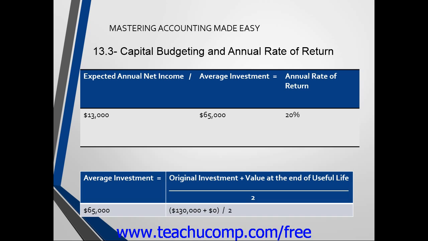So finally, we take the expected annual net income of $13,000 and divide it by the average investment, which is $65,000, to determine the annual rate of return of 20%. After arriving at this amount, the manager can make the decision whether to purchase the piece of land or not.